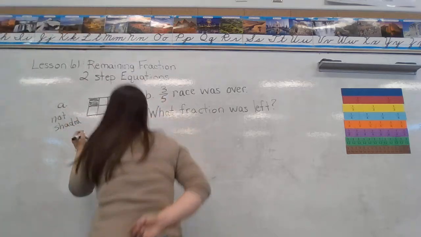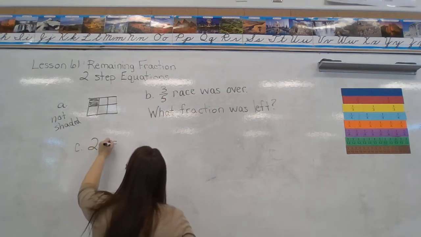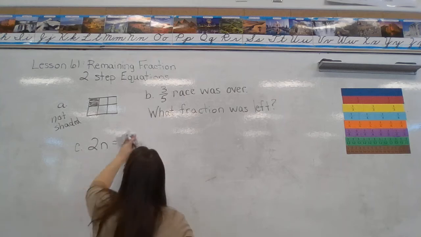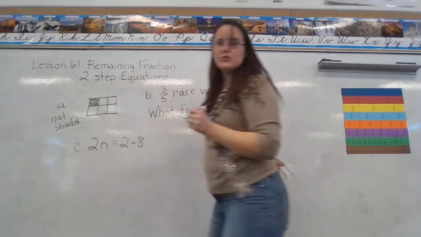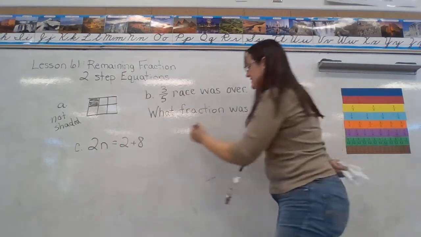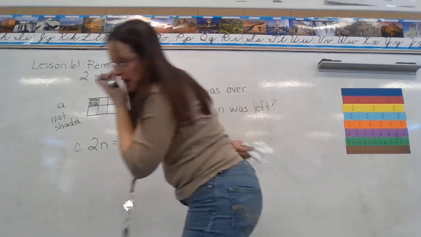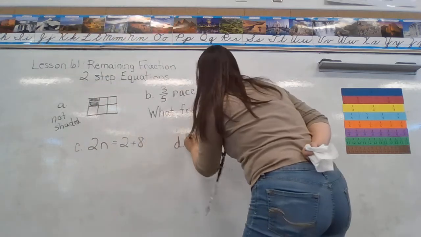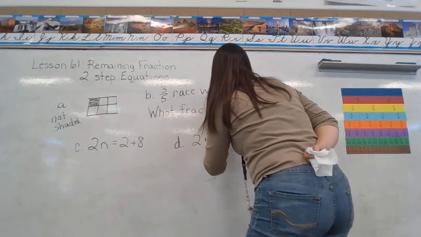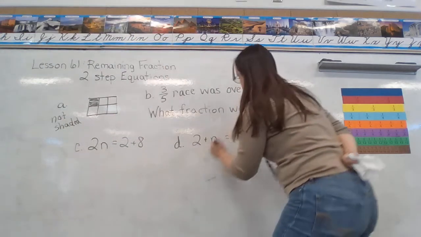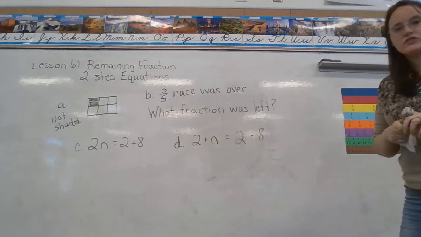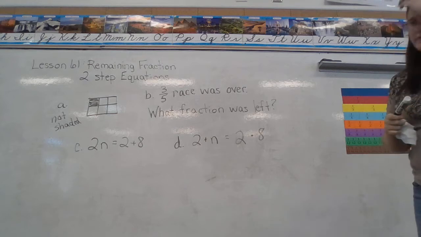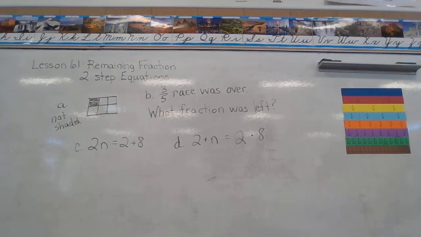C is 2n equals, oh, I think I wrote that backwards. 2n equals 2 plus 8. And D, 2 plus n equals 2 times 8. Okay, those are your lesson practice problems. Put me on pause, give them a shot, and we'll go over them just as soon as you hit play again.